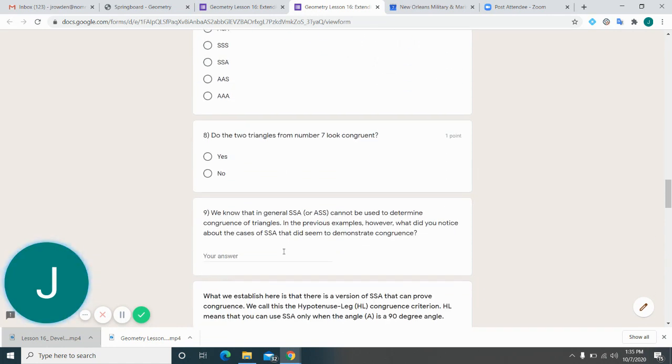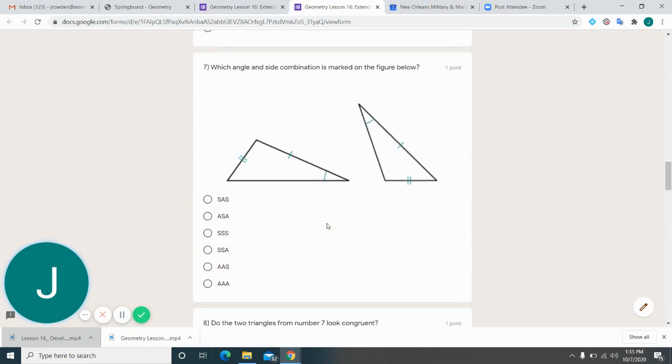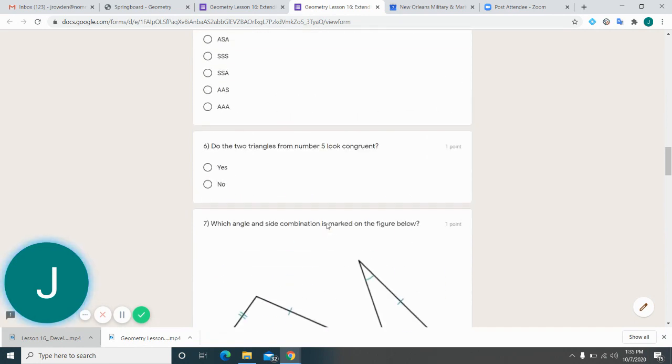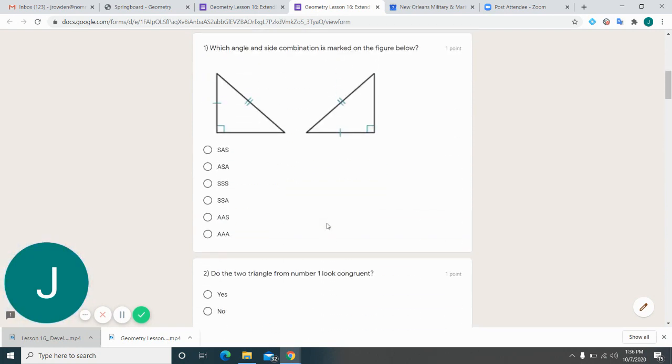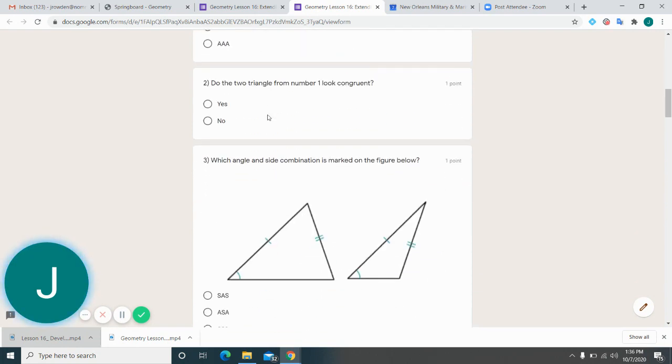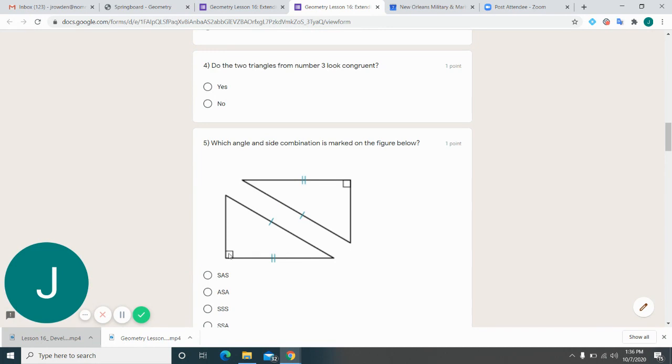So what it asks us, we know that in general, SSA cannot be used to determine congruence of a triangle. But in the previous examples, however, what did you notice about the cases of SSA that did seem to demonstrate congruence? So did this one seem congruent? We put no. Did this one? Yes. Did this one? No. Did this one? Yes. What do you notice about this and about this? They have that little marking in the corner for these angles. And what do those markings mean? That means you have a 90-degree angle.